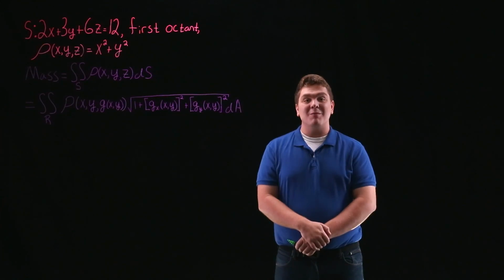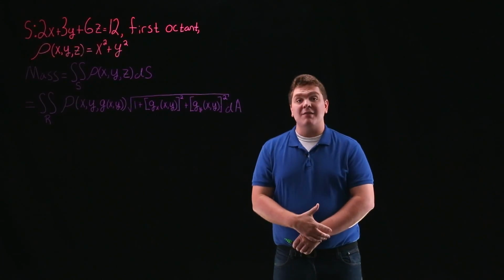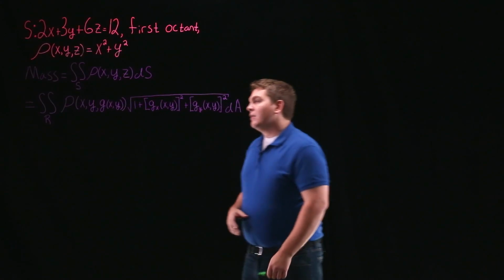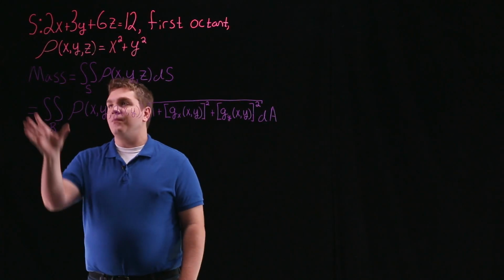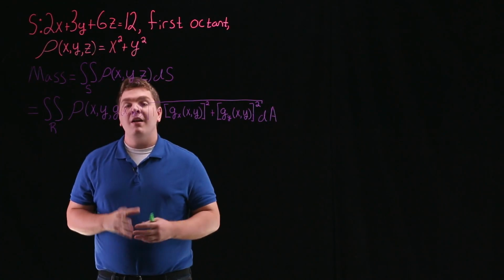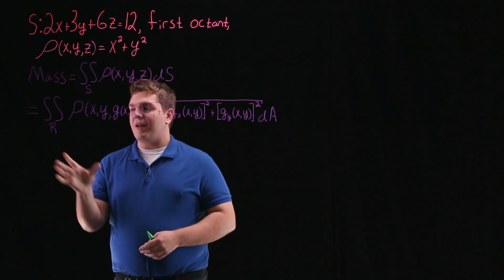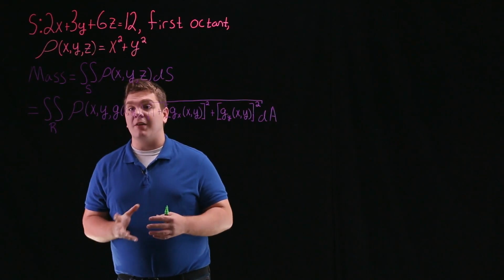Hello, my name's Gabe. For this problem, we're asked to find the mass of the surface lamina given by S of density rho. So the idea here that we want to use is that we know that the mass is given by this surface integral. And from this section, we know that we can find this surface integral by evaluating this double integral.